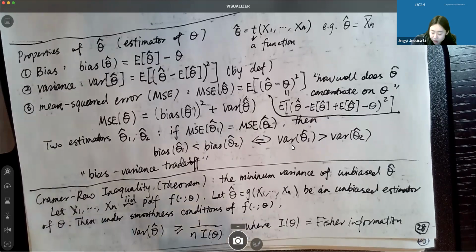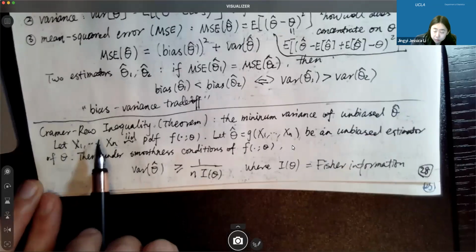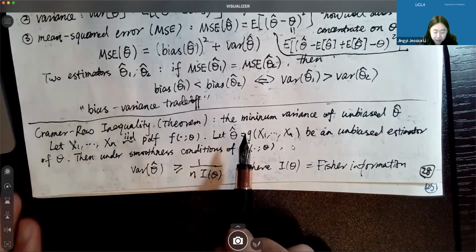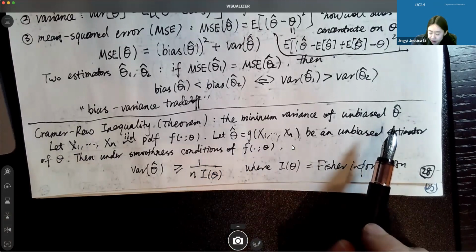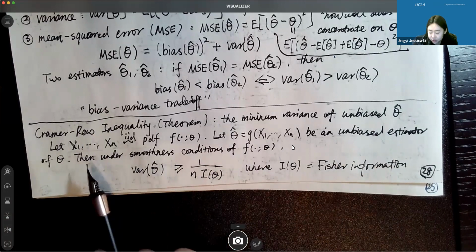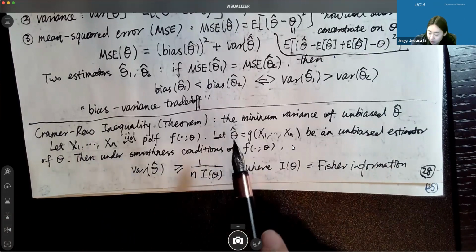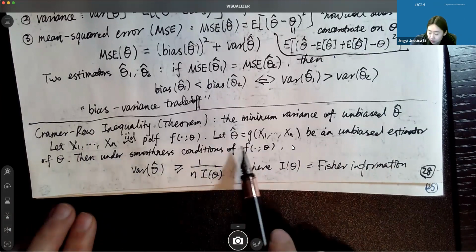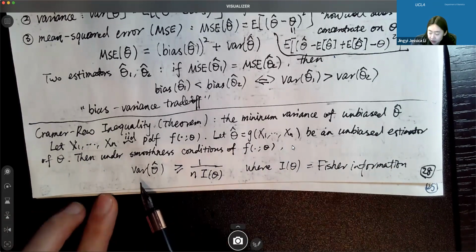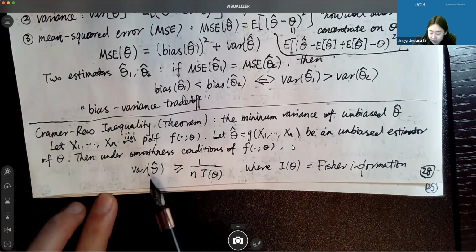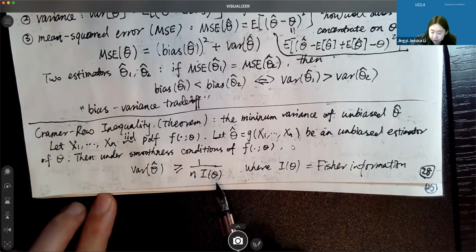Okay, so we talked about the three properties, and then we introduce a very important result, the Cramér-Rao inequality, which gives us the minimum variance of an unbiased estimator. This estimator is restricted to be unbiased, and still it's a function of this random sample, x1 to xn. Here we denote this by G, a function that maps x1 to xn to the estimator. This result says that the minimum variance of this unbiased estimator theta hat is 1 over n times the Fisher information of parameter theta.